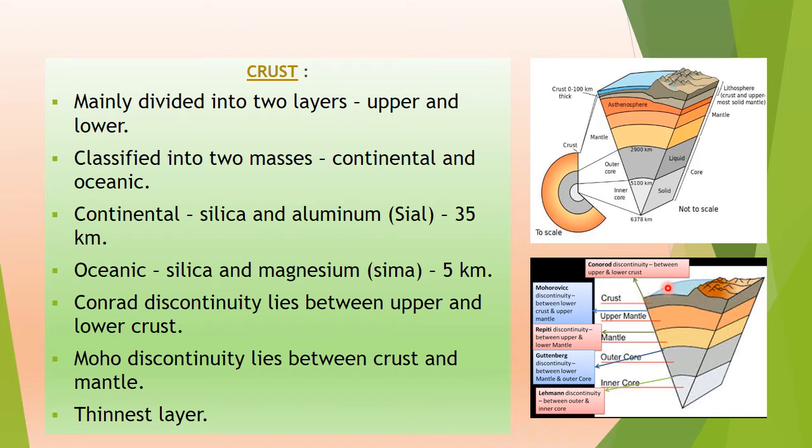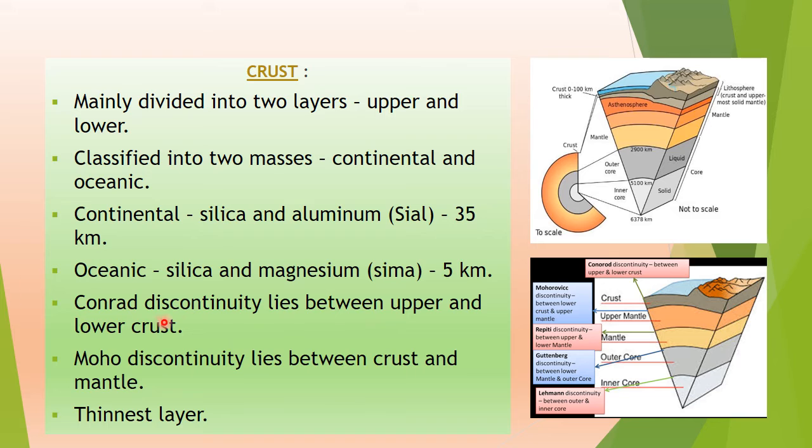This is crust, this is upper crust and this is lower crust. And Conrad discontinuity, this is Conrad's discontinuity. It lies between upper crust and lower crust. And this layer is also classified into 2 masses, continental masses and oceanic masses. Continental masses, its mineral compositions are silica and aluminium. So that's called Sial and it's about 35 kilometer. Then oceanic masses, its mineral compositions are silica and magnesium, so that is called Sima and it's about 5 kilometer.